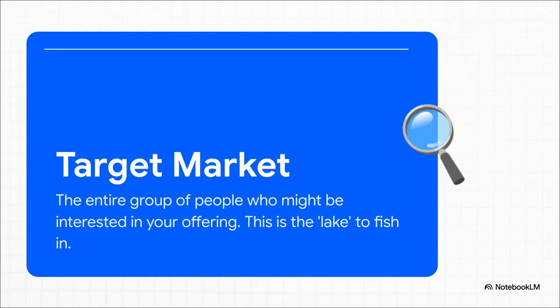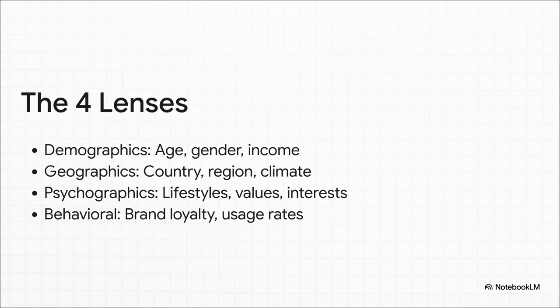That brings us to your target market. Now, think of this as the entire lake you've picked out. It's the broad but still defined group of every single person who could potentially be a customer for you. And to define that lake, we look at it through 4 different lenses. You've got the basics, right? Demographics, that's stuff like age and income. And geographics, where they live. But where it gets really powerful is when you add psychographics, their lifestyles, their values, and behavioral data, which tells you how they actually spend their money.